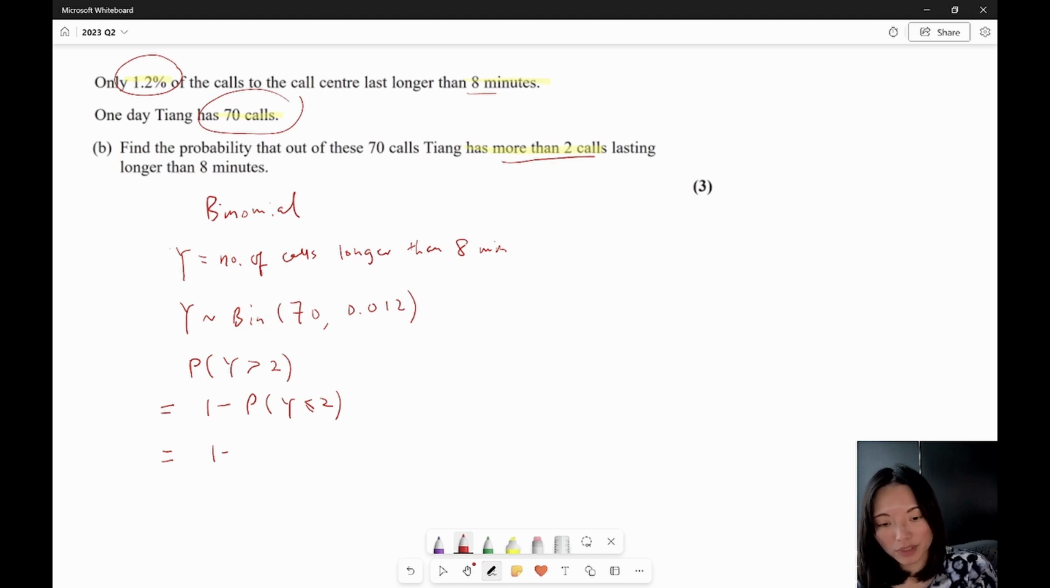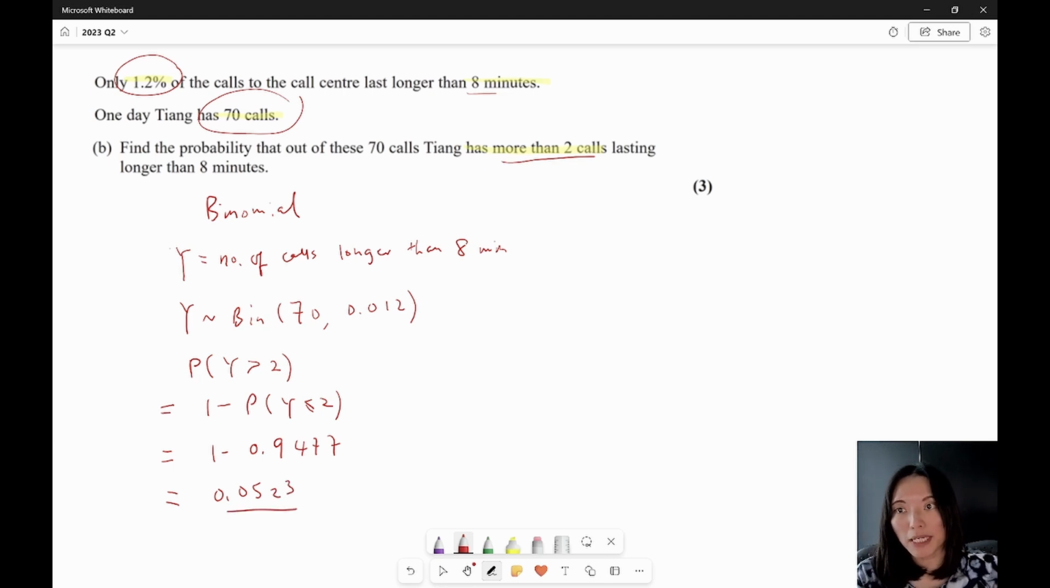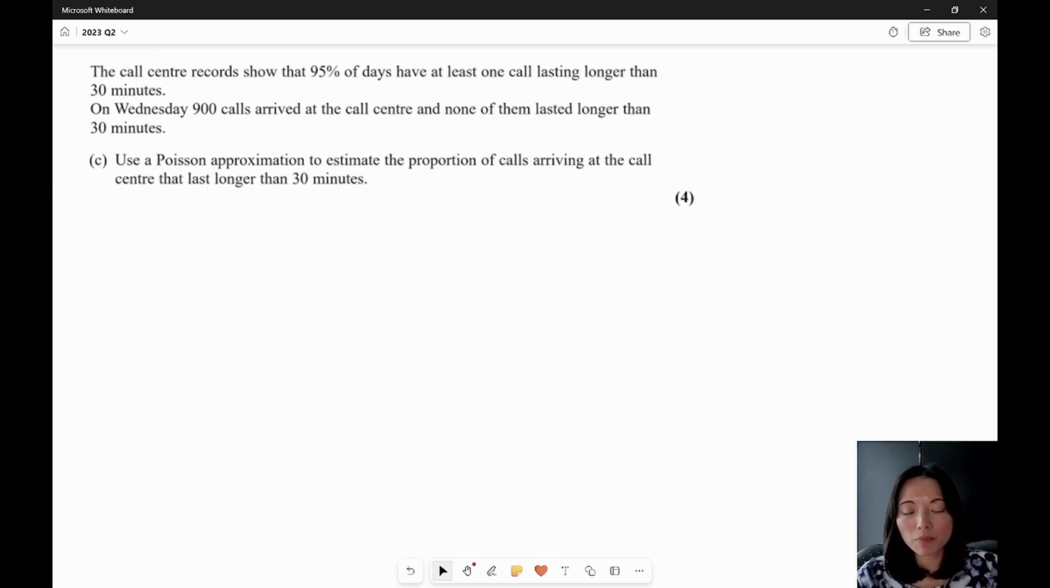Total number of trials is 70, probability of success of 0.012. That gives us 0.9477. And our answer is therefore 0.0523. So that's our part B. Now on to part C.